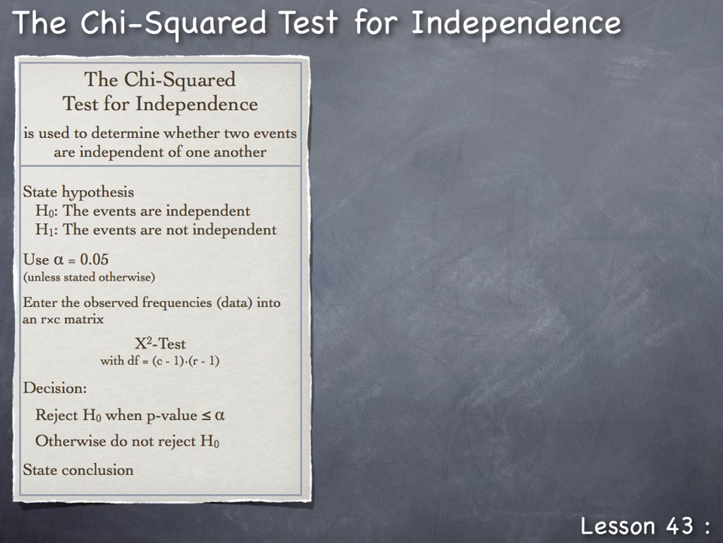So now that we've covered the steps required in a chi-squared test for independence, we can apply what we've learned in this lesson in the following examples.